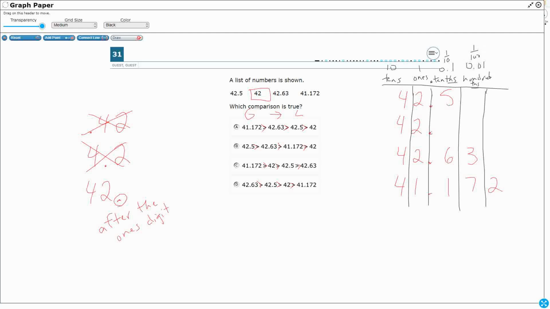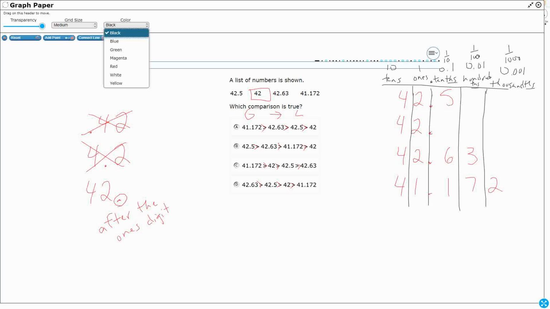My final one only has one number, that final one that goes to this spot. This is the thousandths, THS, 0.001 or 1 over 1000. All right, so we have our place value chart. We know the value here.